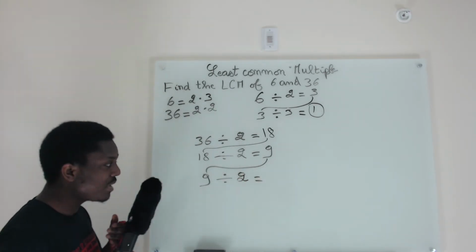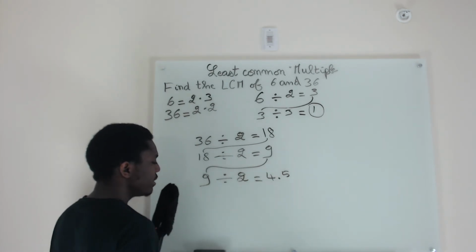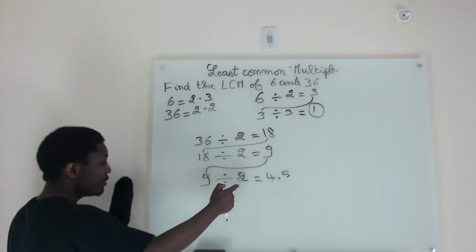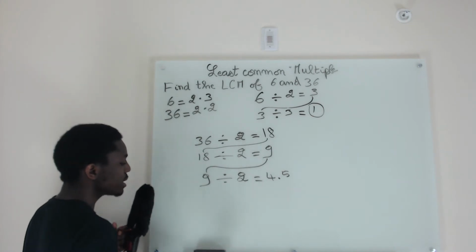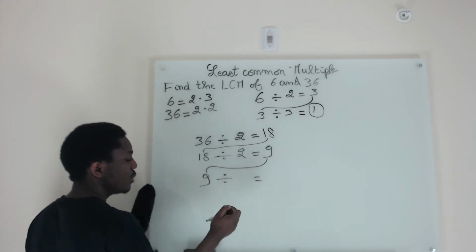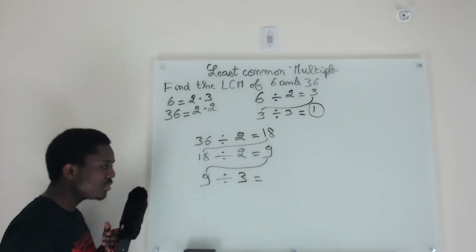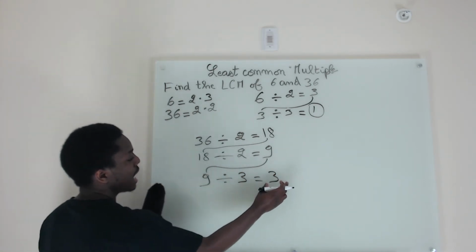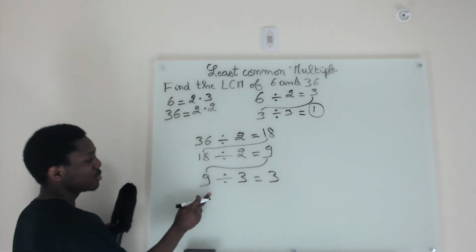So now 9 divided by 2 is 4.5, which is a decimal. So 2 is not a good number. So we have to change 2 to the number that comes after 2. And that number is what? Is 3. So we put divided by 3. And 9 divided by 3 is what? Is 3. So which means now that we have got a nice number, so 3 is divisible by 9.